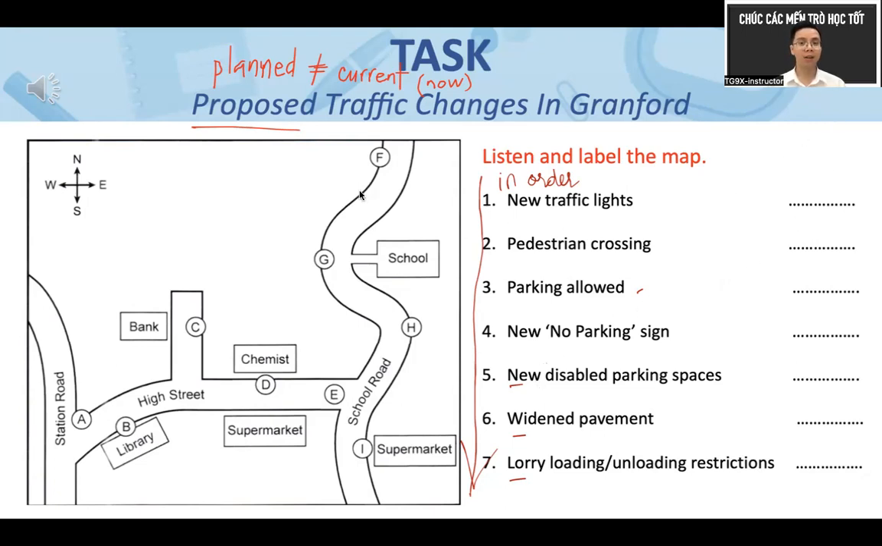That's the point. So listen again very carefully to distinguish what is the current situation and what is the proposed, the plan. You will hear they say we're going to, we're planning to, we're considering, we have a plan to, something like that. Okay, now listen again. Listen again carefully. Okay.